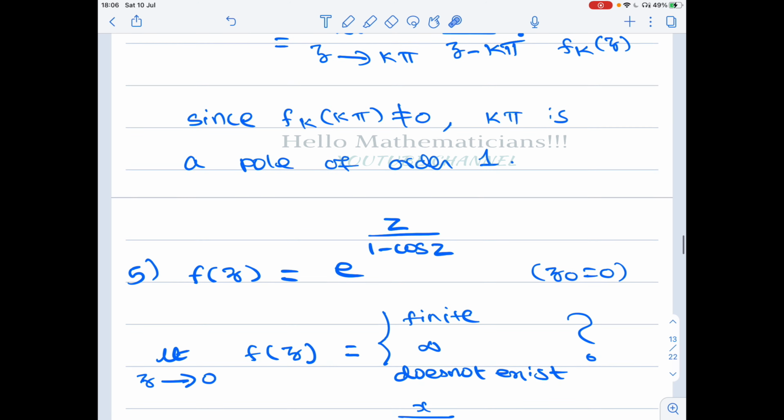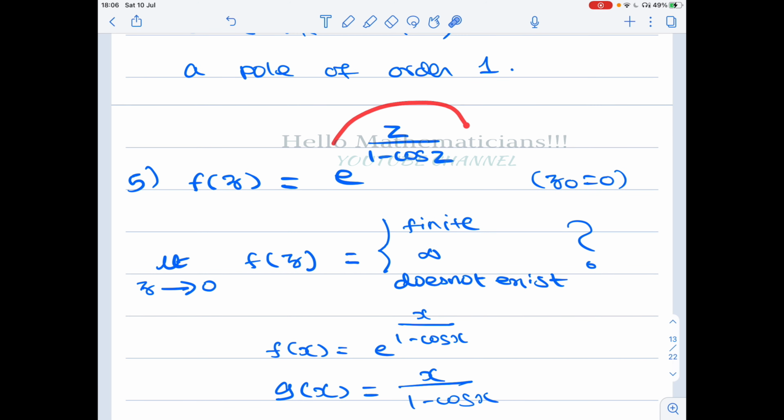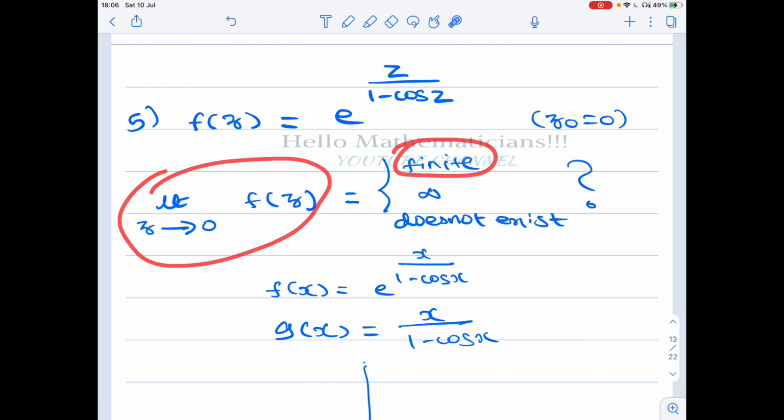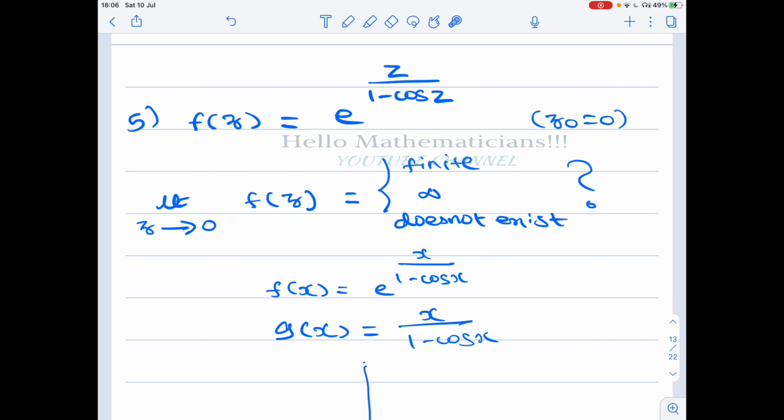Okay, let's continue. Let f of z equal e power z by 1 minus cos z. Now let's see whether the limit z tends to 0 of f of z exists or not. In general, if it exists and is finite, it is a removable singularity. If it is infinity, it is a pole. If it doesn't exist, then it is an essential singularity. That's what we saw in the beginning. So now I claim that 0 is an essential singularity.